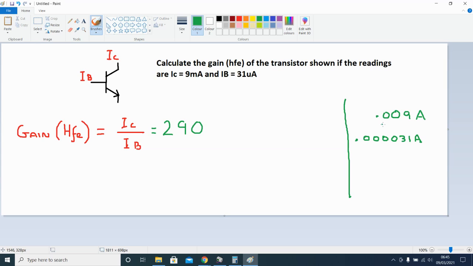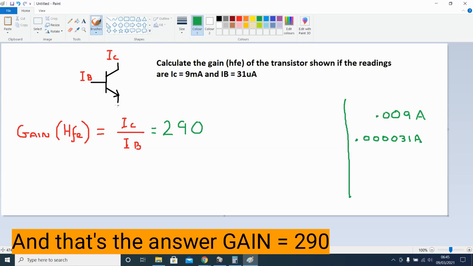So 9 milliamps is 0.009 amps, thousandths of an amp. And 31 microamps are millionths of an amp. So you should have 6 digits. 1, 2, 3, 4, 5, 6. 31 millionths of an amp. And if we divide these two, so IC divided by IB, we will get a value of 290. So that's our ratio between IC and IB. So whatever value of current we have here should be 290 times our value of current at our base.